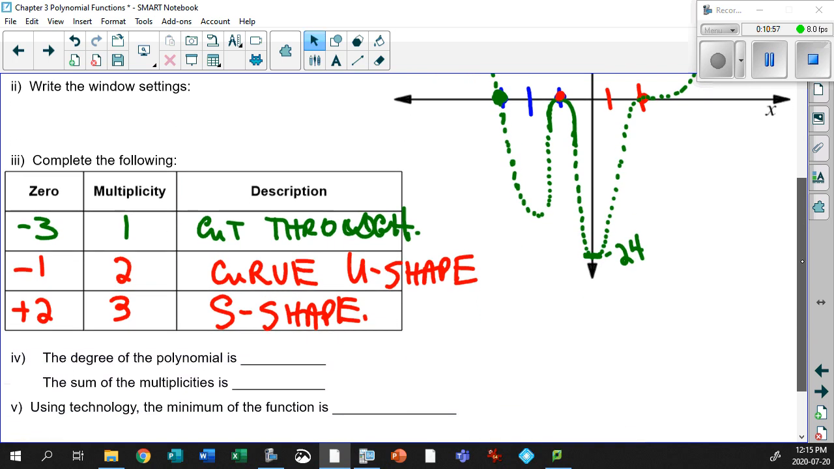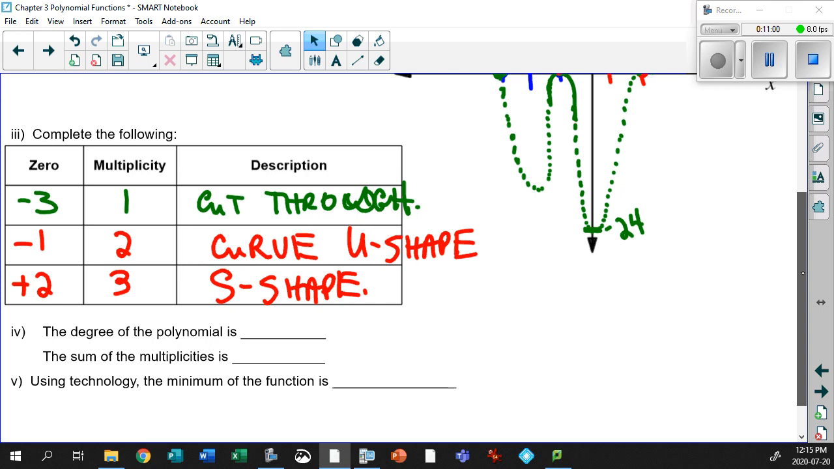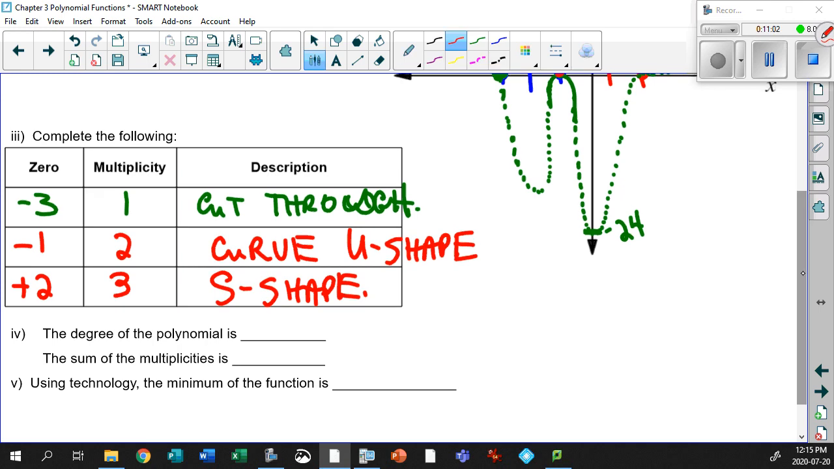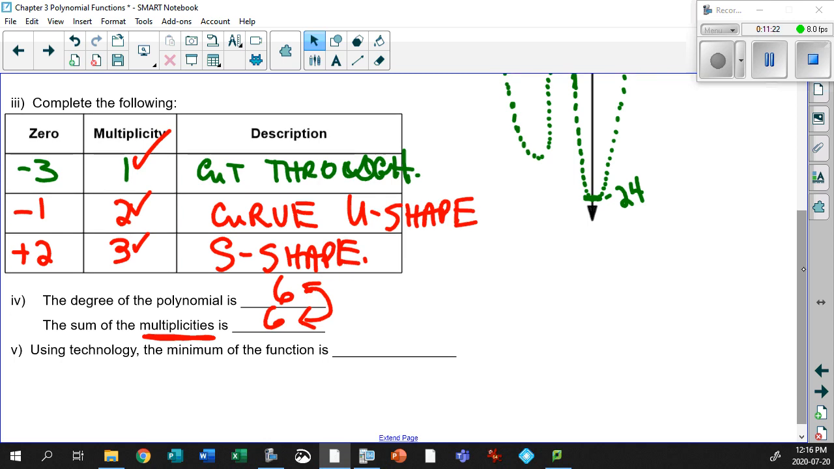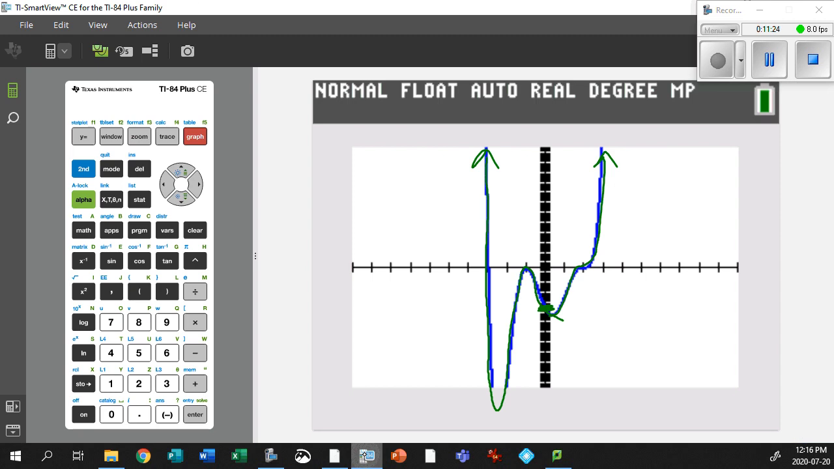Now, next one. Remember, degree of the polynomial also comes into play here. The degree of the polynomial is 6, including all the multiplicities. Look, this is multiplicity of 3, 4, 5, 6. These always have to match. So using technology, the minimum of this function is, now here's the cool thing, we're looking for the minimum. So if we bring this guy back up, take a look at this. We're looking for this minimum, which is way, way, way down here. We haven't figured it out yet.